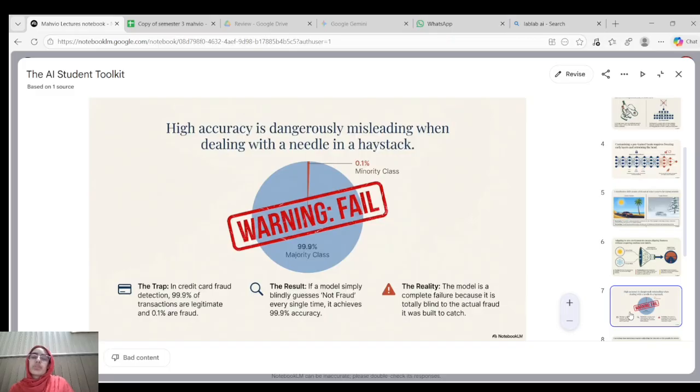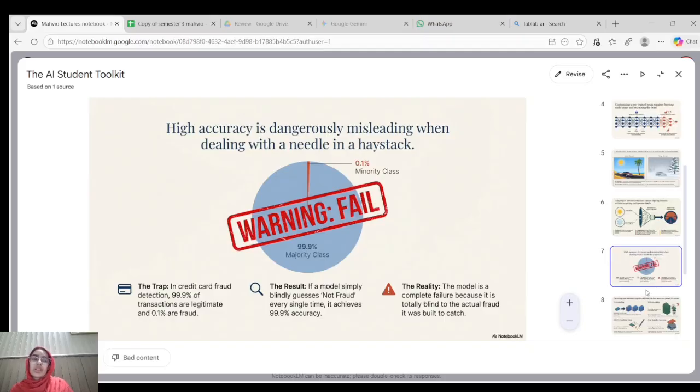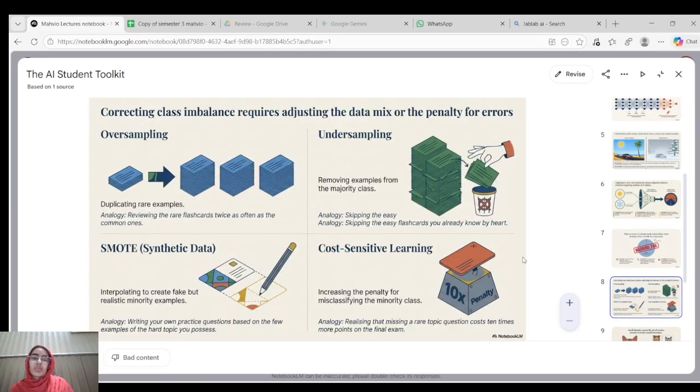If a model simply guesses no fraud every single time, it gets 99.9% accuracy. On paper, it looks like success, but in reality, it is a complete failure. It is totally blind to the actual fraud it was built to catch. In healthcare, a model that misses 1% of patients with cancer is a dangerous model, no matter how much accuracy it shows on code or paper.